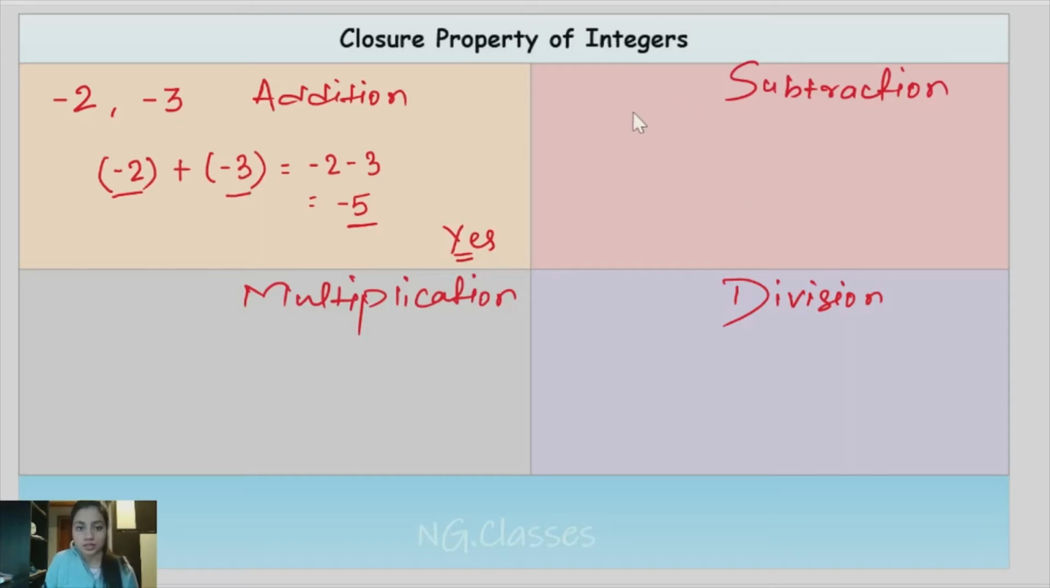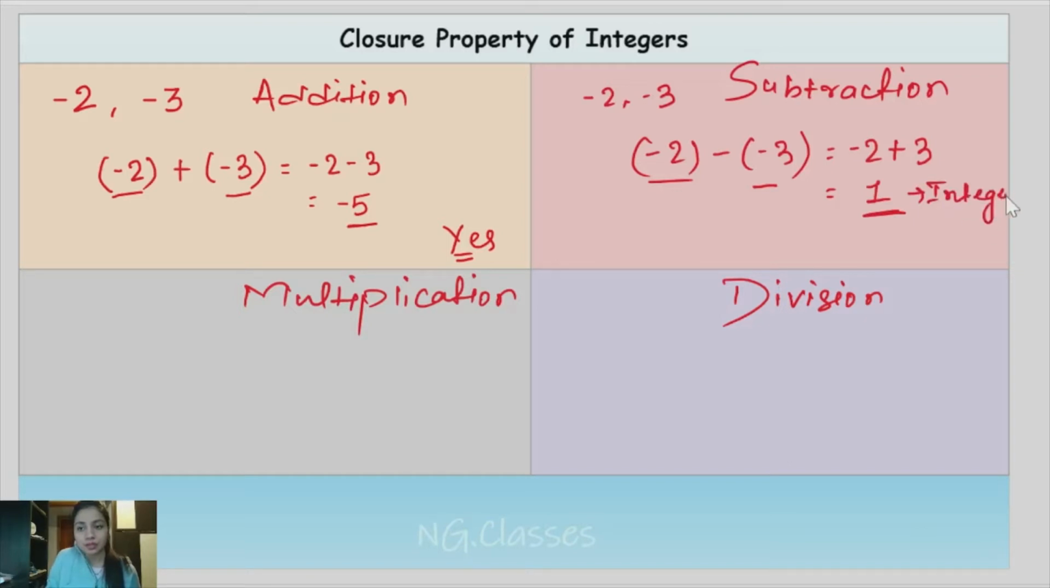Now let's check for subtraction. -2, -3. Subtract it and we will get -2 + 3, which is 1. So when I am subtracting two integers, my answer is also an integer. So it's closed under subtraction as well. Yes, it's closed under subtraction.